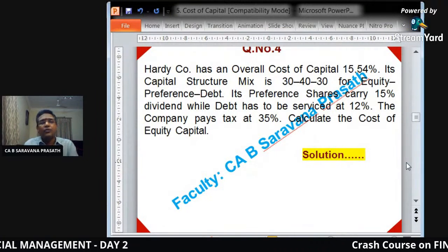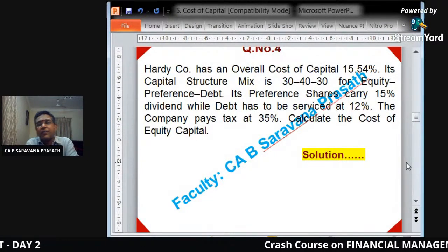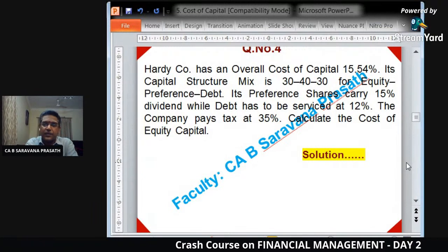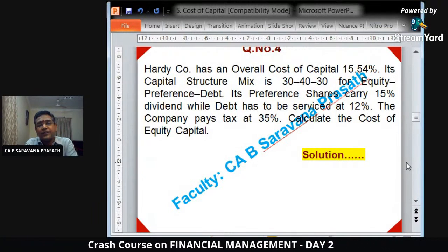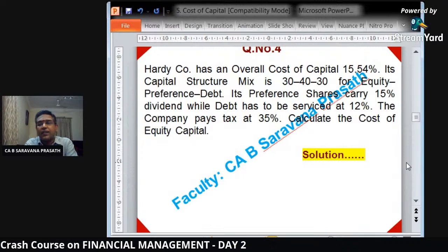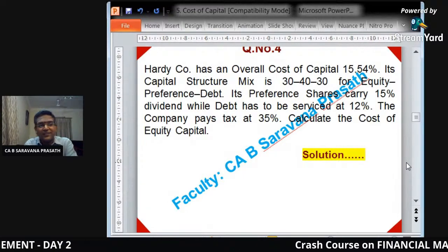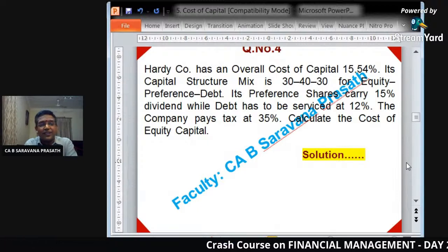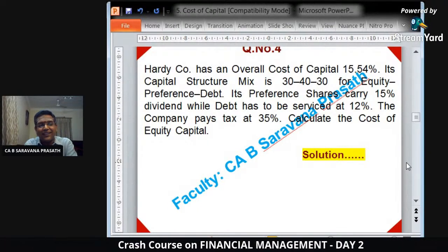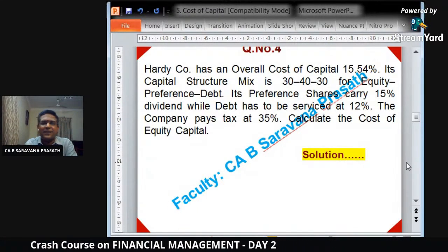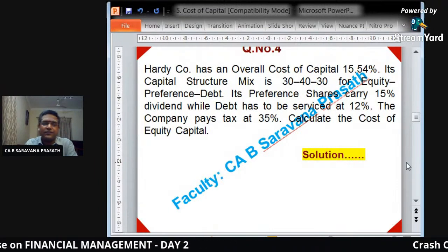Hardy company has an overall cost of capital of 15.54%. Its capital structure mix is 30-40-30 for equity, preference, and debt. 30%, 40%, 30%. Check that the total is equal to 100. Yes, 30-40-30: equity, preference, and debt.